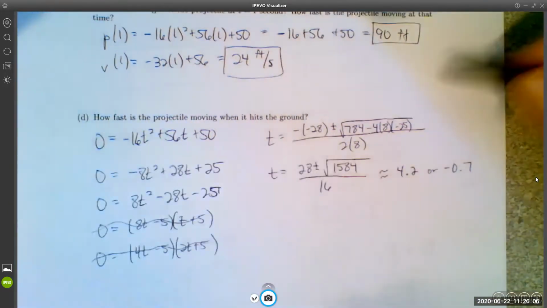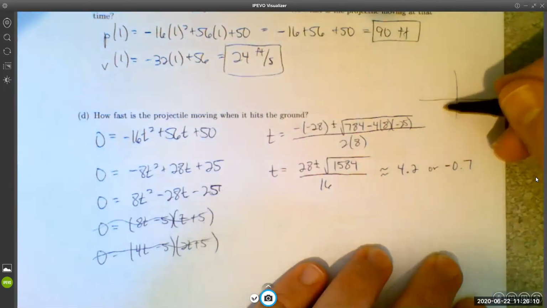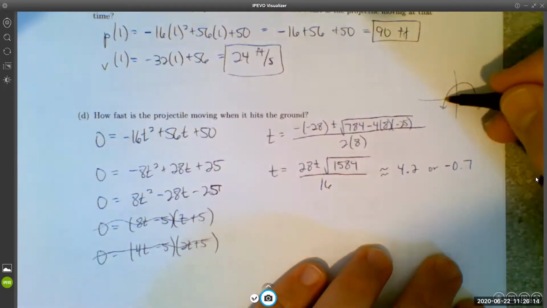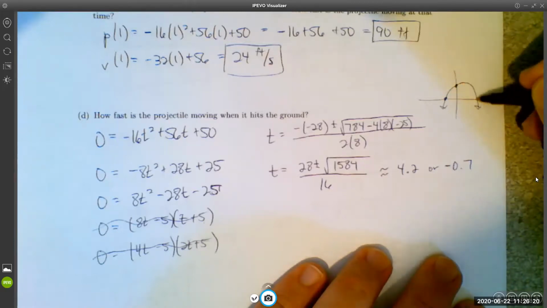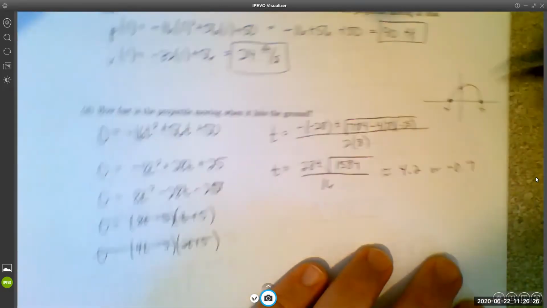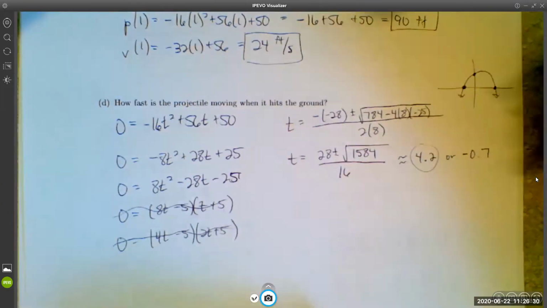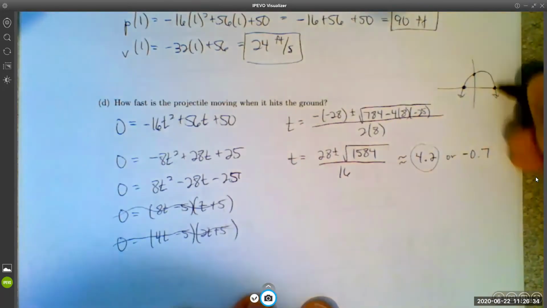The function looks kind of like this. If we imagine the x-axis is the ground, the function looks something like that. It's saying that if you're starting 50 feet above ground, it's going to go up for a while, and then it's going to come back down. This is the 4.2 seconds, and this is the negative 0.7 seconds. So I think 4.2 seconds is the time that we want to plug in. That's how long it takes for the projectile to hit the ground.